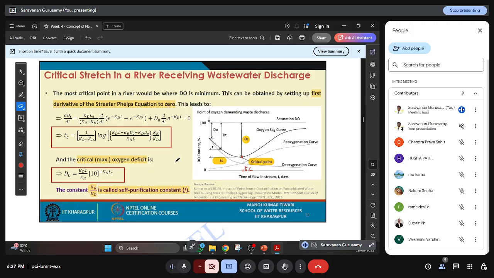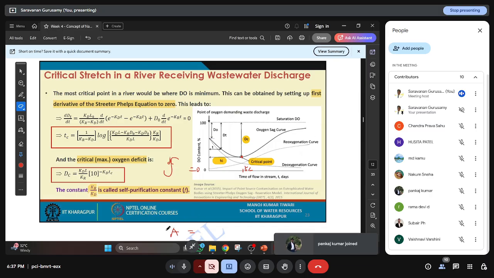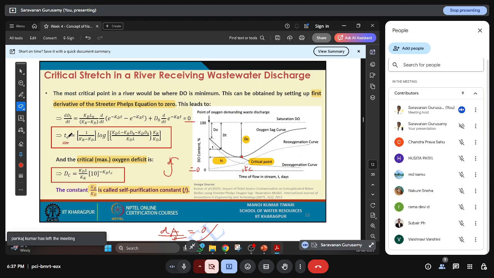So whenever a value is minimum, if you differentiate that value, you will get 0, right? If I say A is minimum at a point, then if I differentiate A with respect to time, I will get 0. So differentiation of any maximum or minimum value gives 0. That is the known principle. If you differentiate the Streeter-Phelps equation and put it equal to 0, you will get the time tc. If you substitute this time, you will get Dc. So these two formulas you can get from the Streeter-Phelps equation.